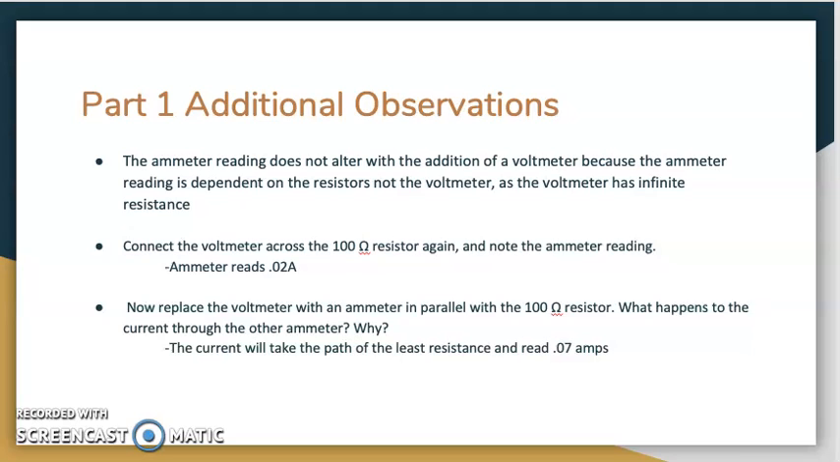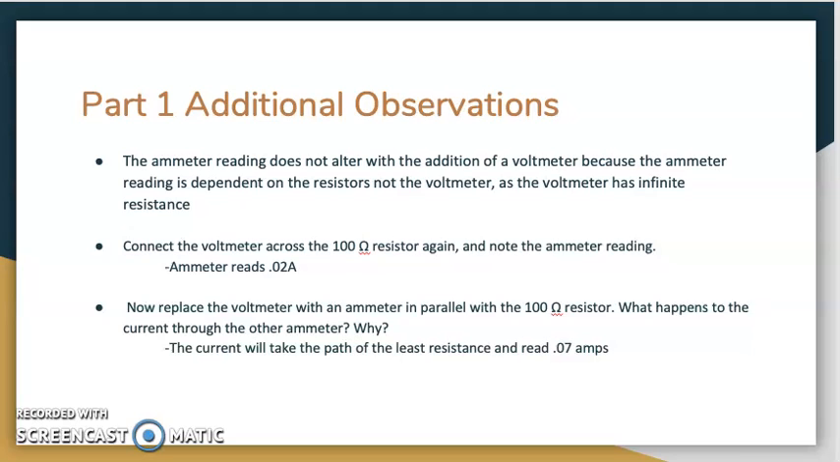Some additional questions and observations I noted for part 1 was that the ammeter reading does not alter with the addition of a voltmeter because the ammeter reading is dependent on the resistor and not the voltmeter, as the voltmeter has infinite resistance. Then, if we were to connect the voltmeter across the 100 ohm resistor again and note the ammeter reading, the ammeter would continue to read 0.02 amps.